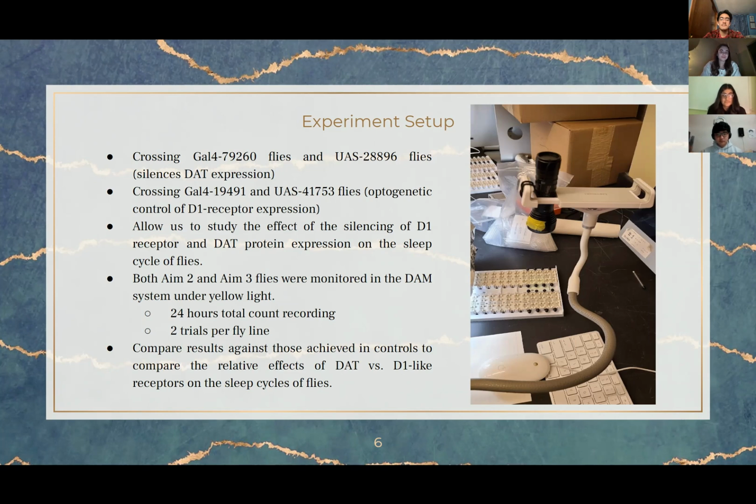As seen in the picture on the right, we used a flashlight held in place above the Drosophila activity monitor to expose all of our flies to yellow light, which activates halorhodopsin and allowed for the inhibition of D1-like receptors. Data was collected over the course of 24 hours with the goal of being able to compare the differences in fly sleep behavior depending on whether the receptors were activated or not.